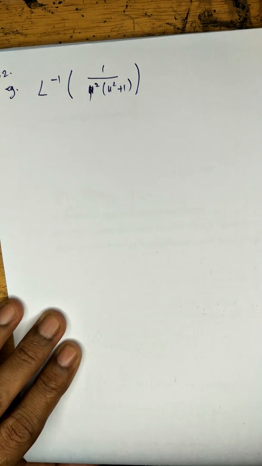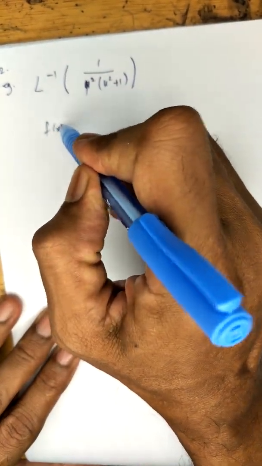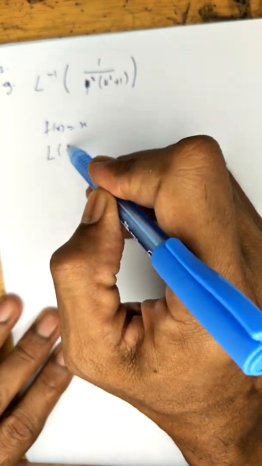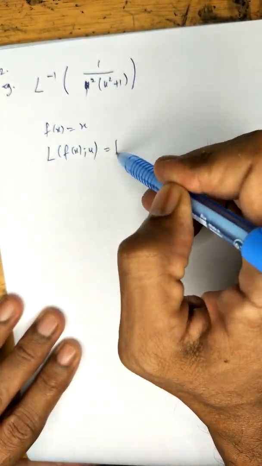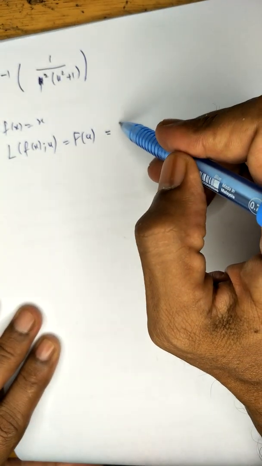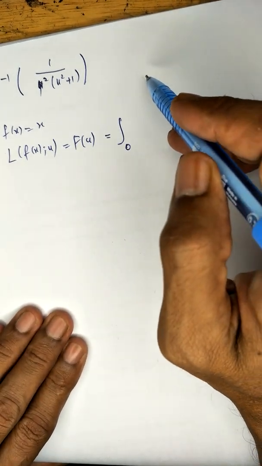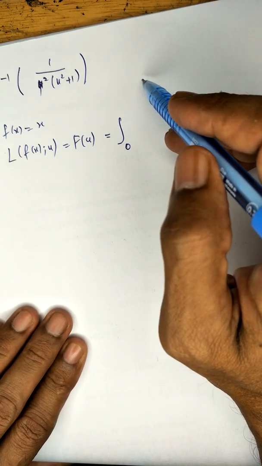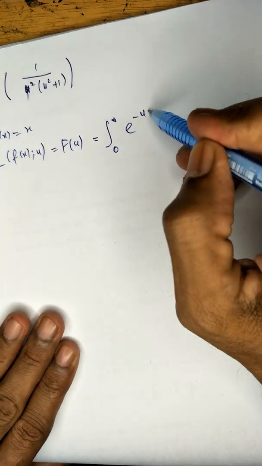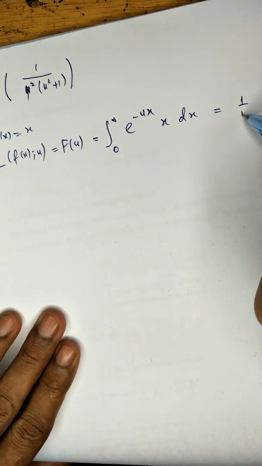Alright, it is not difficult if you have f(x) equal to x. The Laplace transform of f(x), in u, I can write as F(u). It's not difficult to find this: integrate from 0 to infinity, e to the minus ux times f(x), which is x, dx. You can evaluate this, and that will give you 1 over u squared.